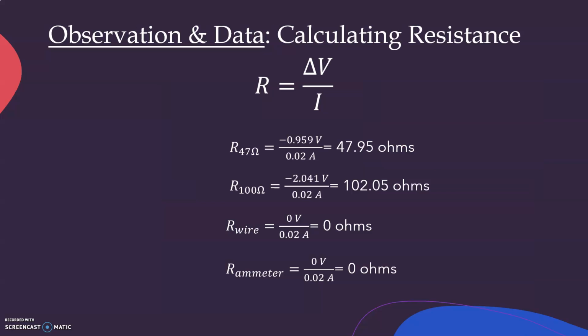And then I calculated the specific resistance for each of the resistors and the wire and the ammeter using the change in voltage that I found using the voltmeter and the current that's running through this circuit, which I showed on the first slide as being 0.02. The wire and the ammeter in this situation both have a resistance of 0, which would not be like real life.